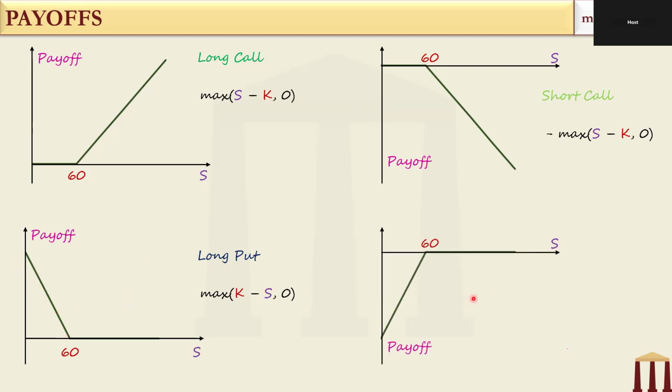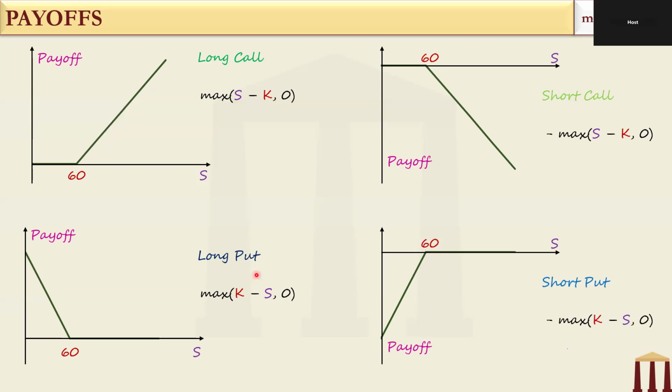Sir, put means we are going to sell it, right? Yes. So long put would be we are buying it. Long put means you are purchasing the right to sell. So if this is the payoff, long is the holder and short is the writer. Correct.